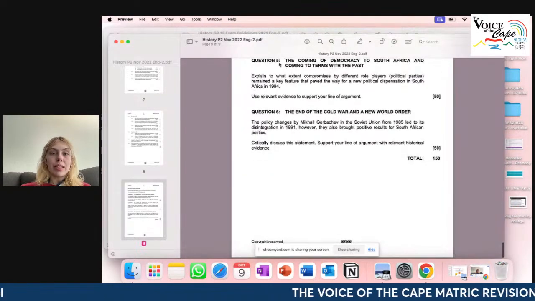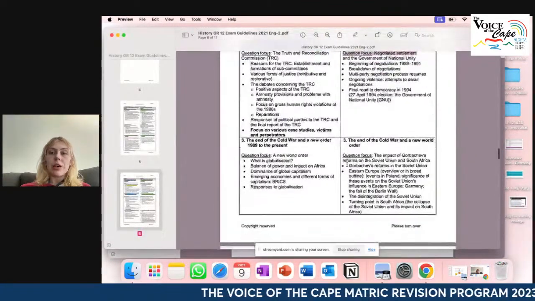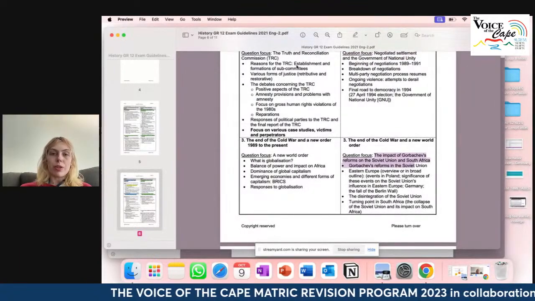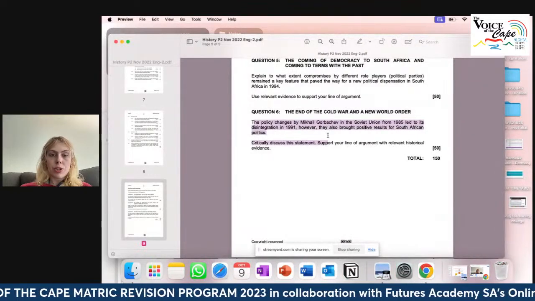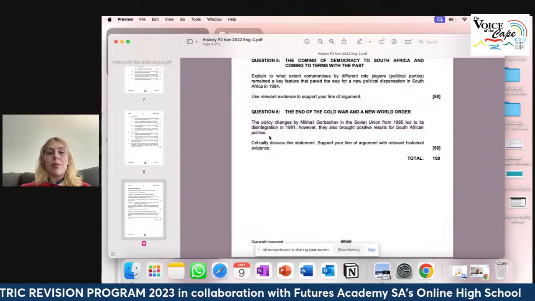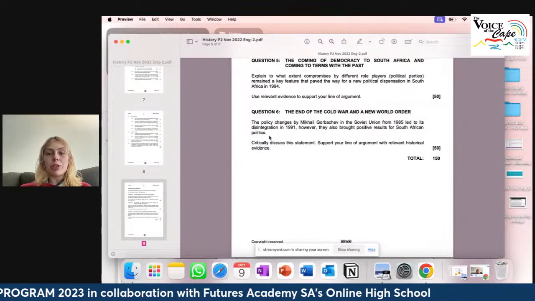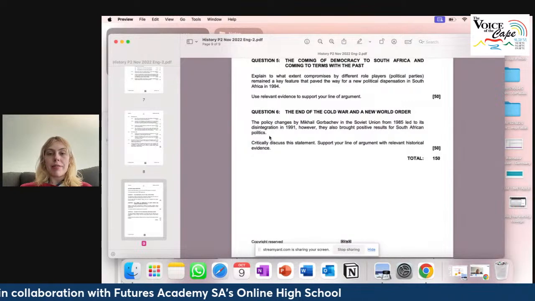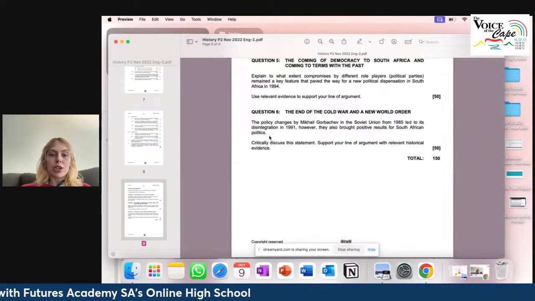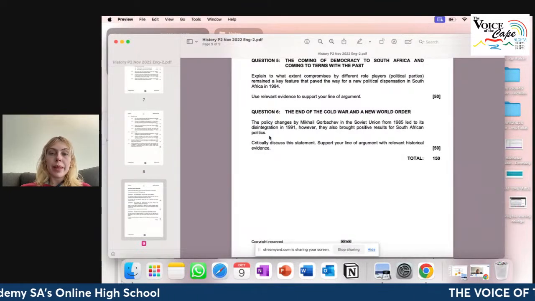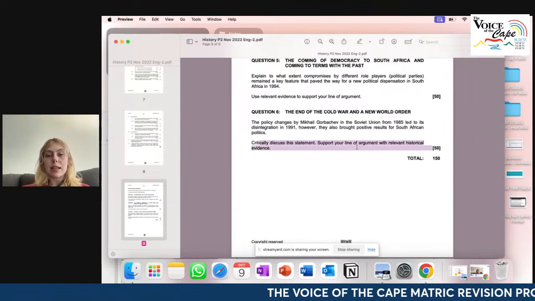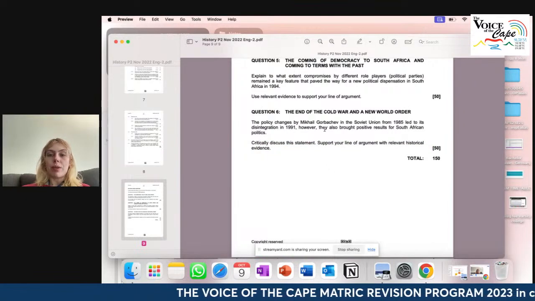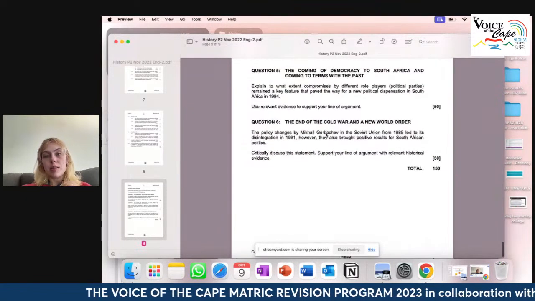And then your globalization question, which pertains to the impact of Gorbachev's reforms on the Soviet Union and South Africa. An example of a specific question that you could get for this one would be: policy changes by Mikhail Gorbachev in the Soviet Union from 1985 led to its disintegration in 1991. However, they also brought positive results for South African politics. Critically discuss the statement, support your line of argument with relevant historical evidence.